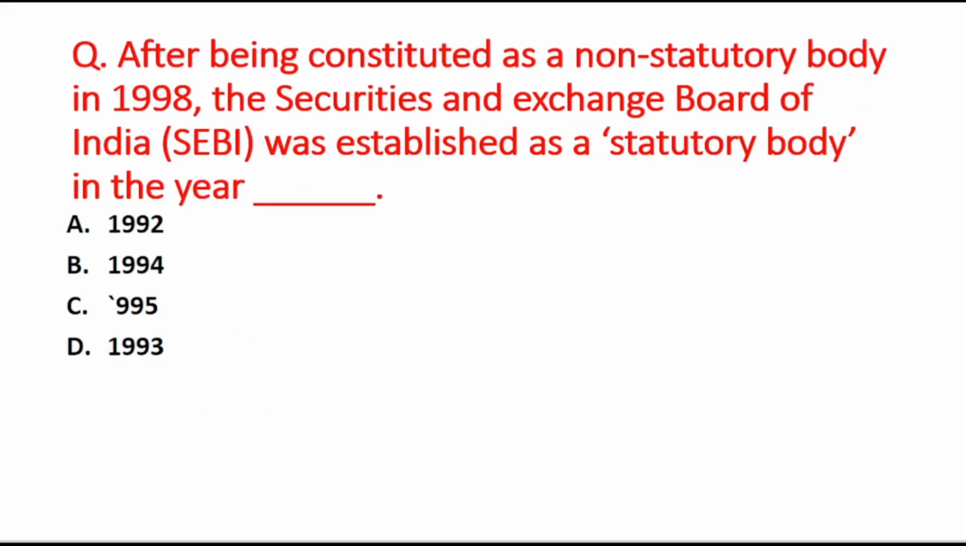Next question is, after being constituted as a non-statutory body in 1998, the Securities and Exchange Board of India, that is SEBI, was established as a statutory body in the year blank. A option is 1992, B option is 1994, C option is, there is a mistake here, 1995 will come, and the last option is 1993. And guys, we have already done this question in the previous session. If you have watched it, you will be able to answer it easily.